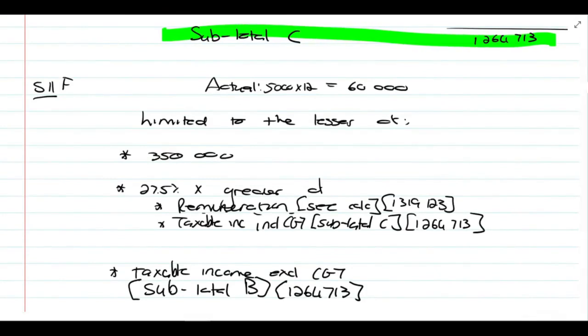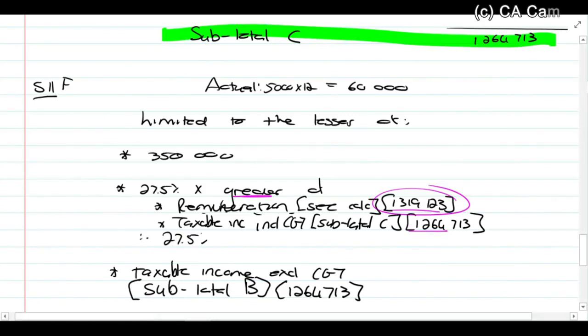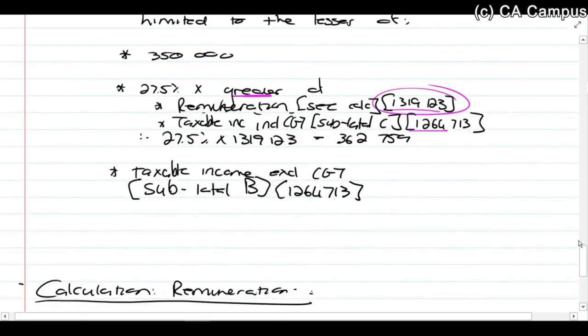Right, so now we have to use the greater of remuneration or taxable income. So it's the 1,319 or the 1,264. The 1,319 is the greater. So 27.5% times 1,319,123, our remuneration. That gives us 362,759. Okay, so now we have to use the lesser of 350,000, 362,000, or 1,264,713. The lesser is 350,000.